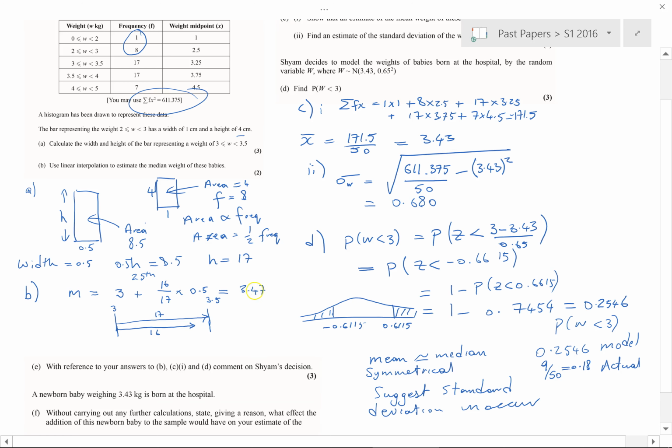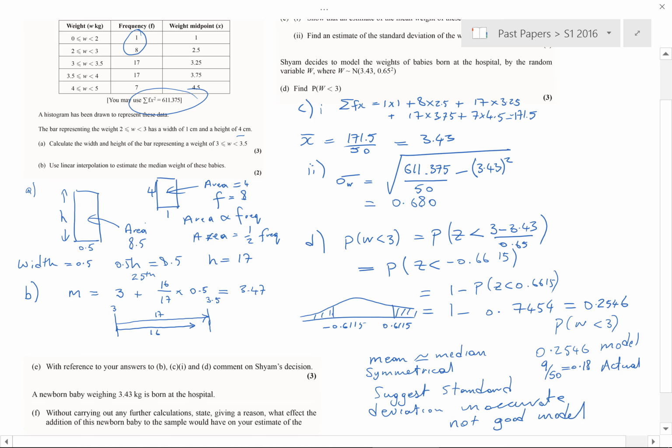I don't think they are. 3.47 and 3.43 are actually very similar to me, but they accepted people who said it wasn't symmetrical because these aren't the same. So it is a case of just make your judgment, but do the comparison and justify. Inaccurate, so not a good model. That's my answer, an answer. Just justify it, using comparison.